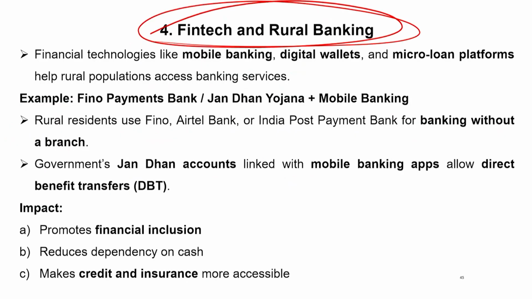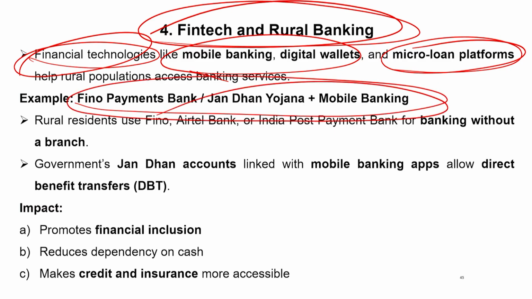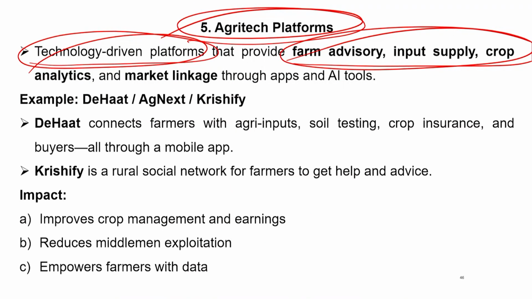Fintech and rural banking. Fintech, financial technology like mobile banking. If you have a smartphone, there are various apps where you can do these transactions. Mobile banking, digital wallets, micro loan platforms, the Fino Payments Bank, Jan Dhan Yojana. What are they doing? They are connecting farmers through the internet. All these transactions promote financial inclusion, reduce dependency on cash, and make market credit and insurance more accessible. So this is all a feature of technology. See how they have made this work very easy.